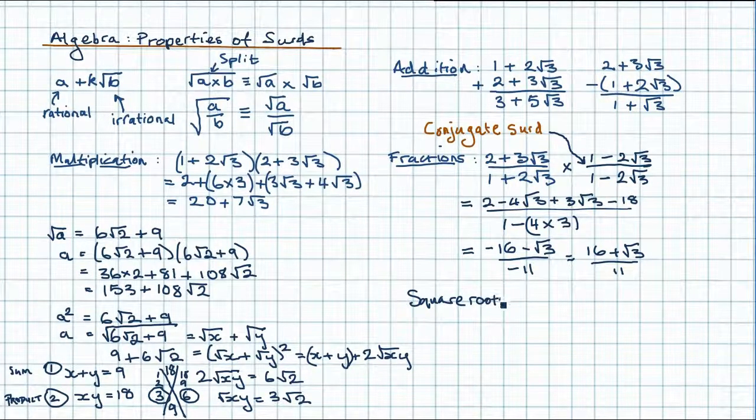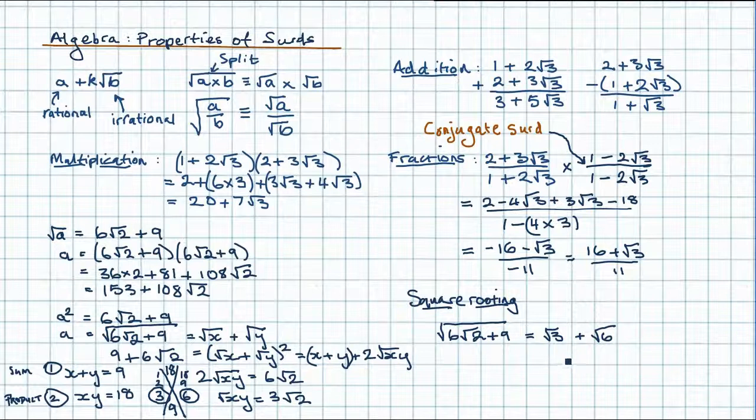Square rooting, because that's what we're doing. So our solution, our square rooting of 6 root 2 plus 9, must be these two numbers, 3 and 6, which we know are x and y, the root of x, doesn't matter which one we use, the root of 3 plus the root of y, and y must be 6.